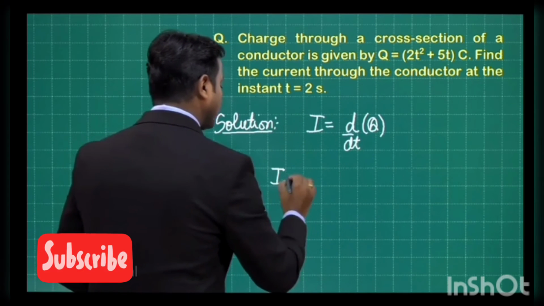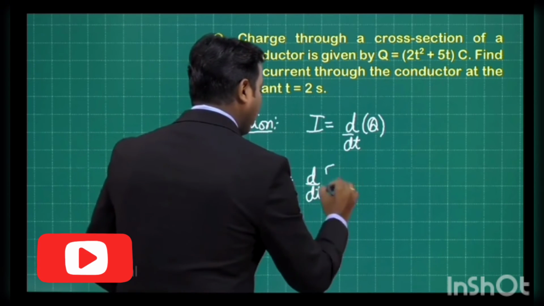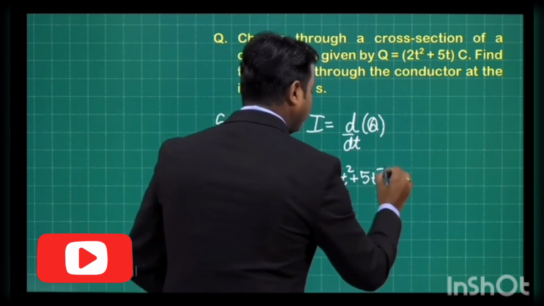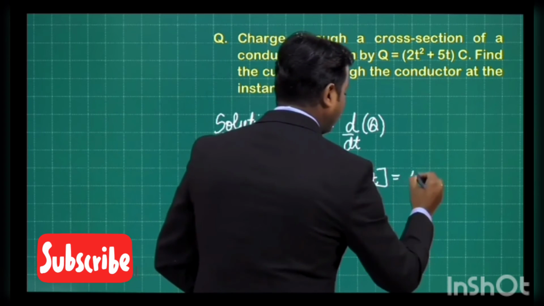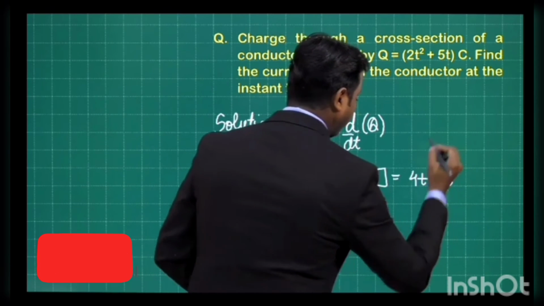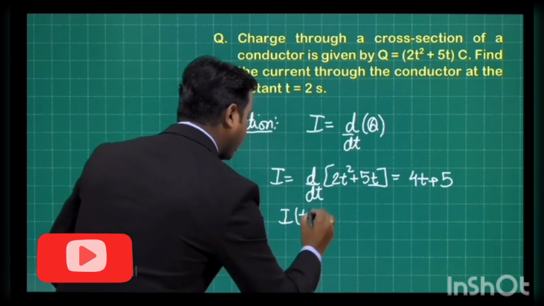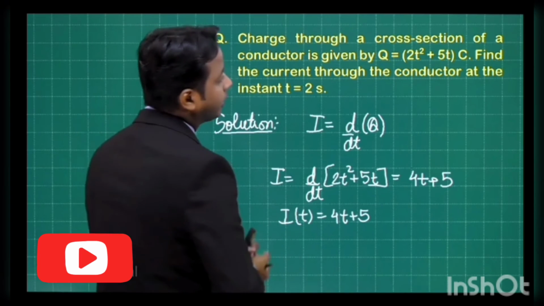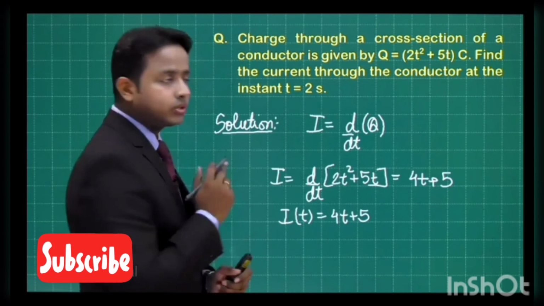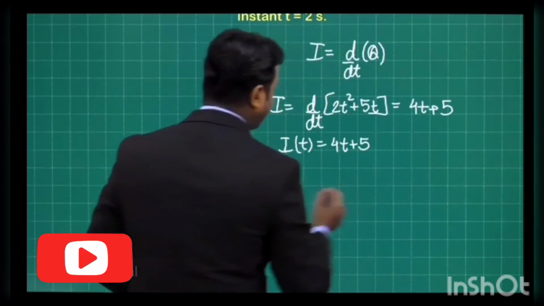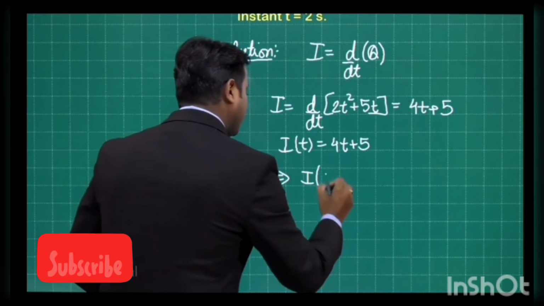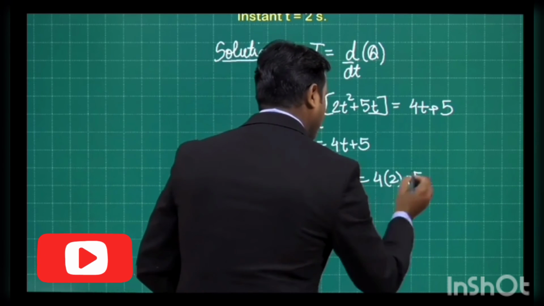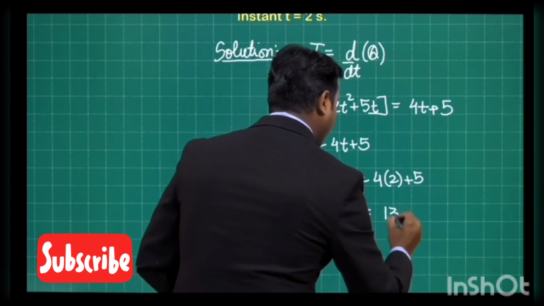So this is d by dt of the charge function. The charge function is given as 2t square plus 5t. So we'll have 4t plus 5. So current as a function of time is given as 4t plus 5. Now as per the question, we need to find the current through the conductor at t is equal to 2 seconds. So let's just substitute that. Current at t is equal to 2 seconds is 4 into 2 plus 5. So 4 twos are 8, 8 plus 5 is 13 ampere.